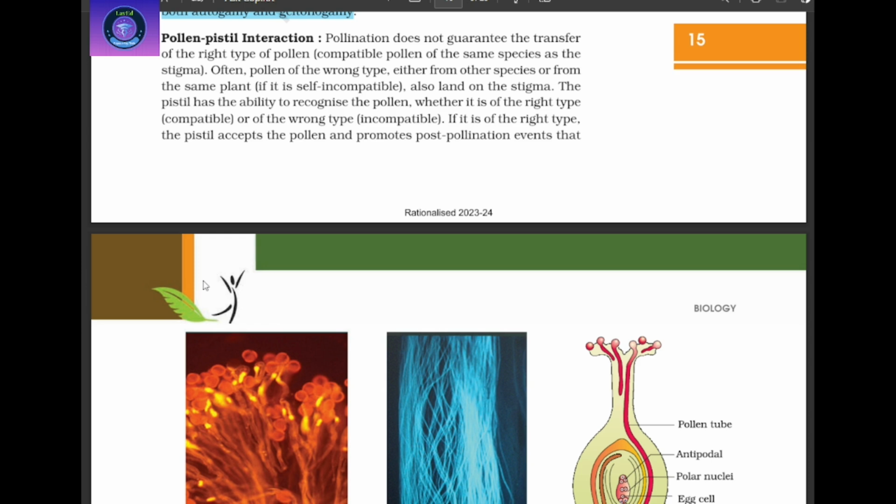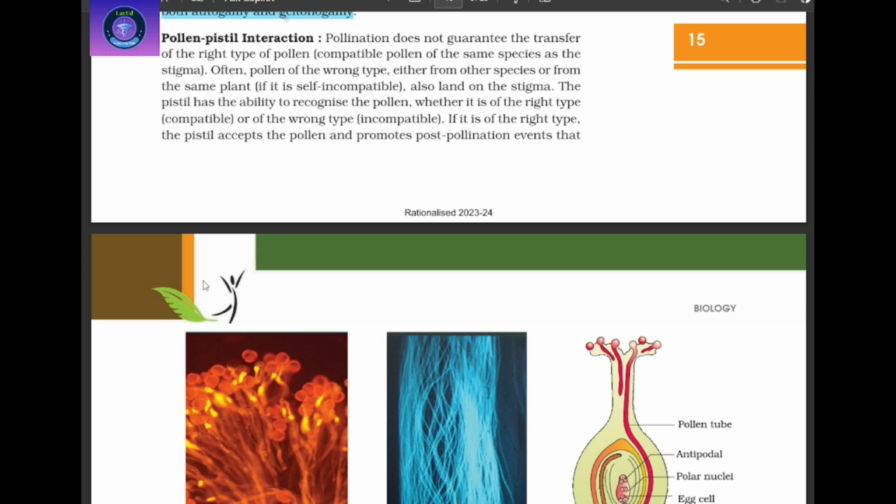Now after it reaches the micropylar end, the pollen tube absorbs water from the synergids, and as a result the pollen tube swells. As it swells, it bursts out, and the two male gametes are released. Is that clear? What happens after that, we are going to discuss in the double fertilization part. So, all the events clear?